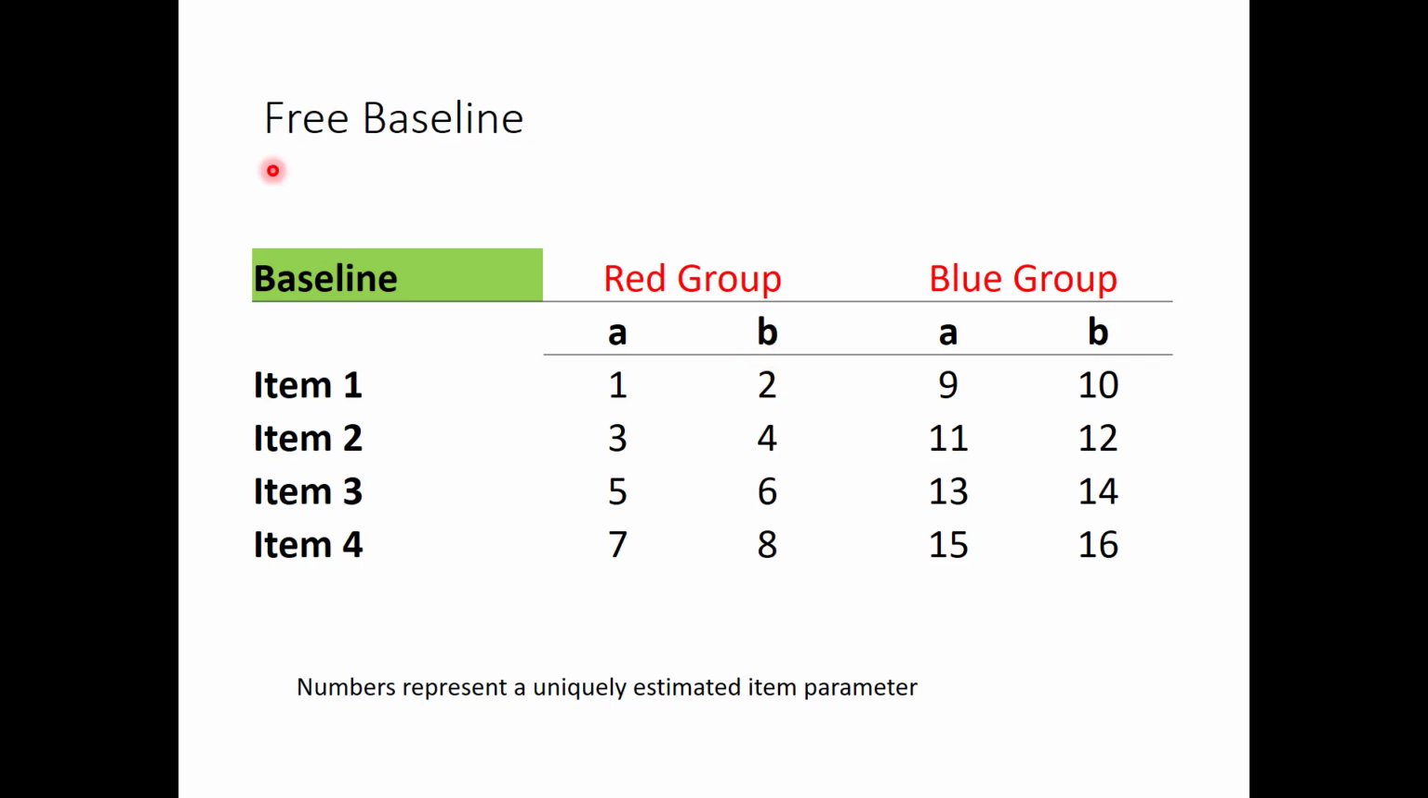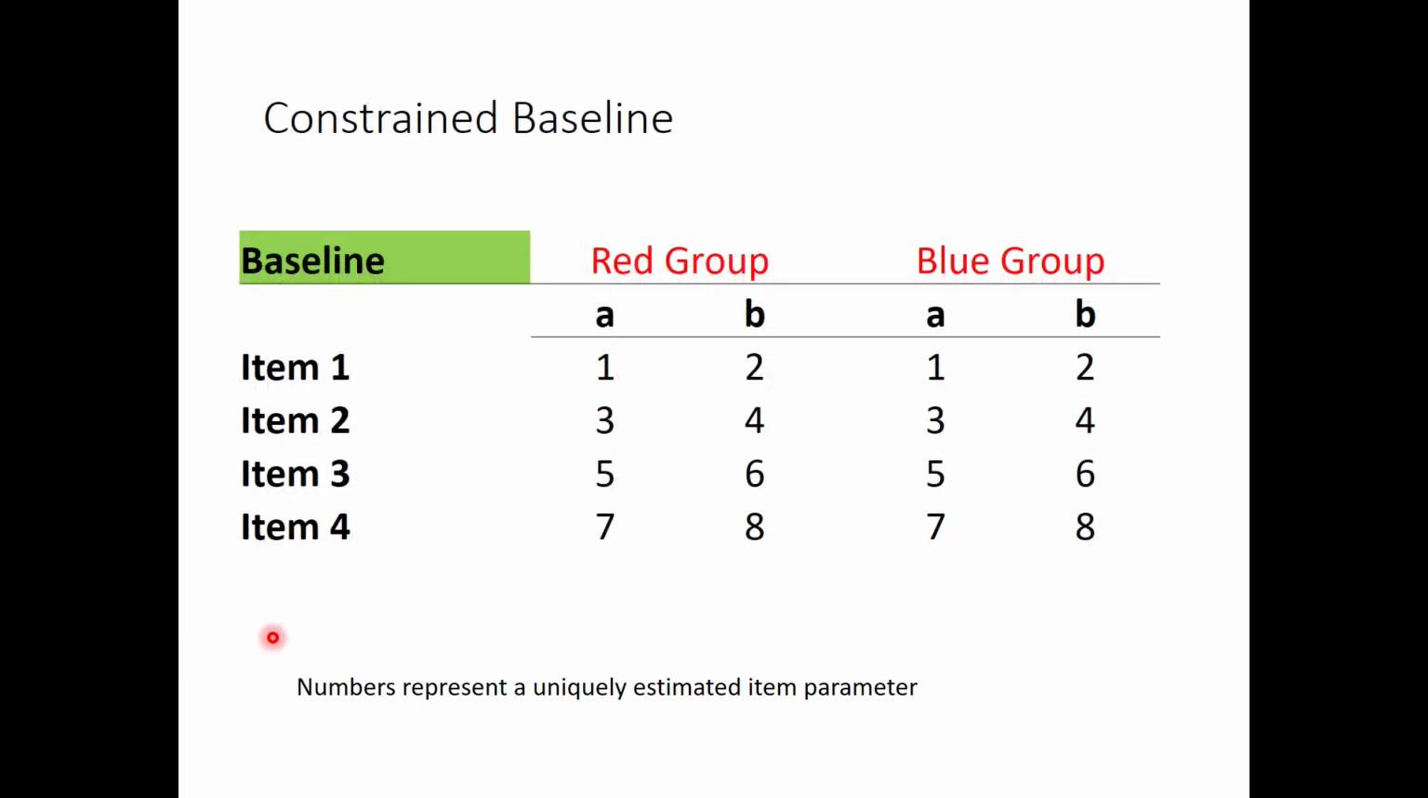So this is the completely free baseline model. This is what you would get if you estimated both groups' item parameters separately, completely independently. You would get an A parameter and a B parameter for item 1 for the red group, the same for item 2, item 3, and item 4. So 8 item parameters total, 2 per item, 4 items. For the blue group, you get totally different numbers, a totally different A parameter and a totally different B parameter. That's why this is a 9 and 10 instead of 1 and 2. So we're estimating 16 unique parameters in this free baseline model. Hopefully the numbering system now makes some sense.